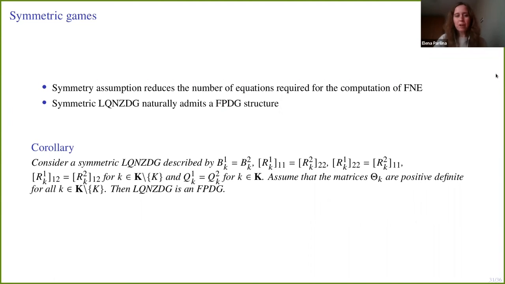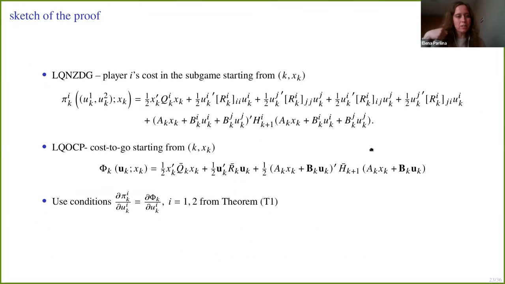Vishwa, I have a question about the definition of the feedback potential difference game. In the definition, there is no potential. It looks like a classical difference game. So what is the reason why you call it a potential game in the definition you gave at the slide? Can you explain this?